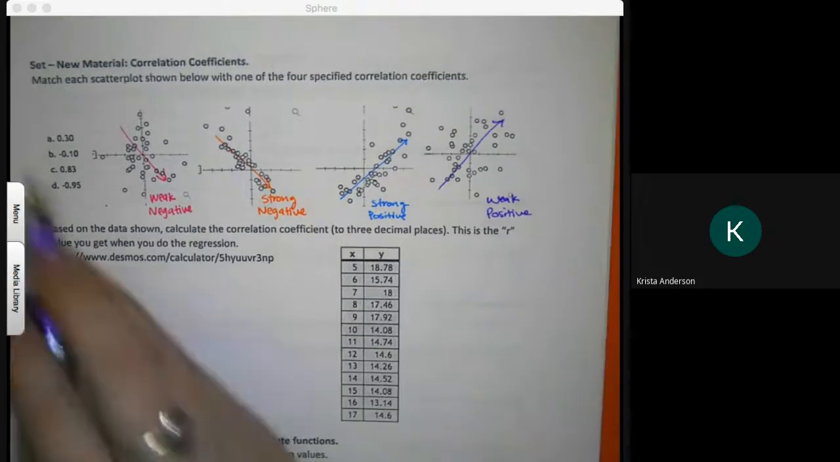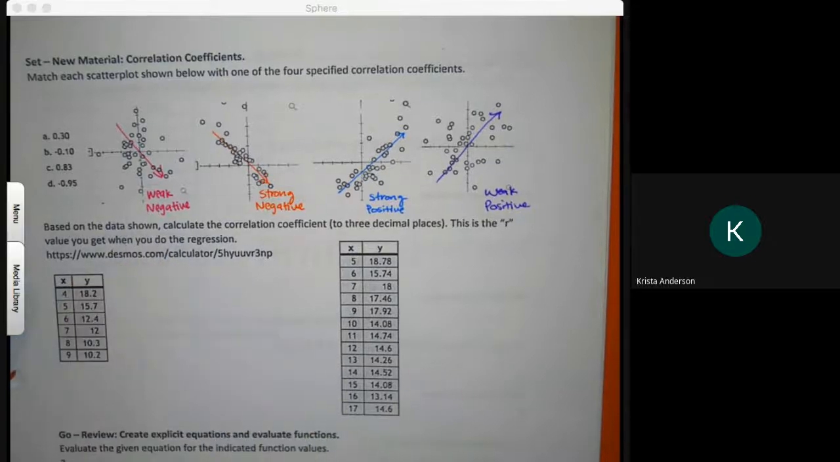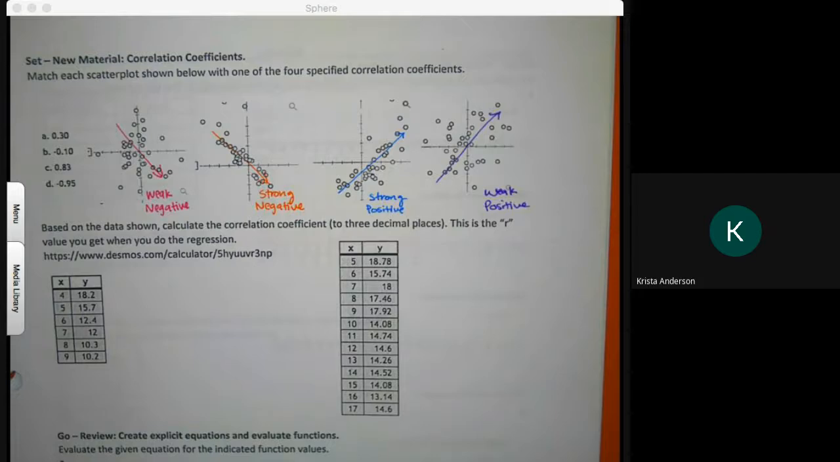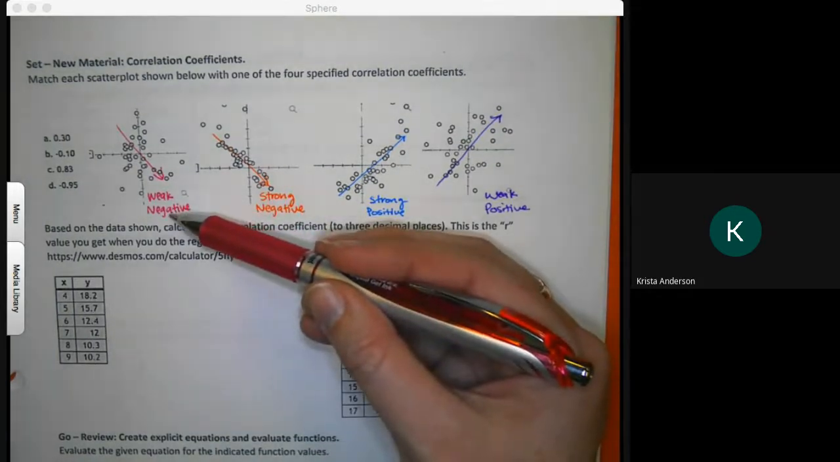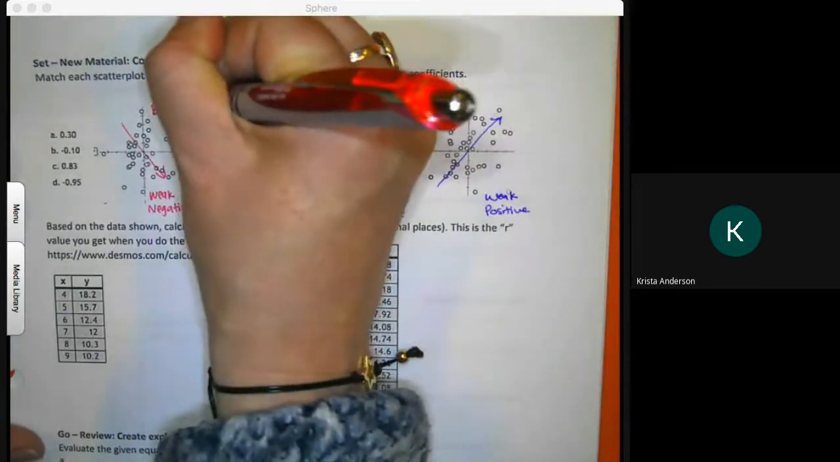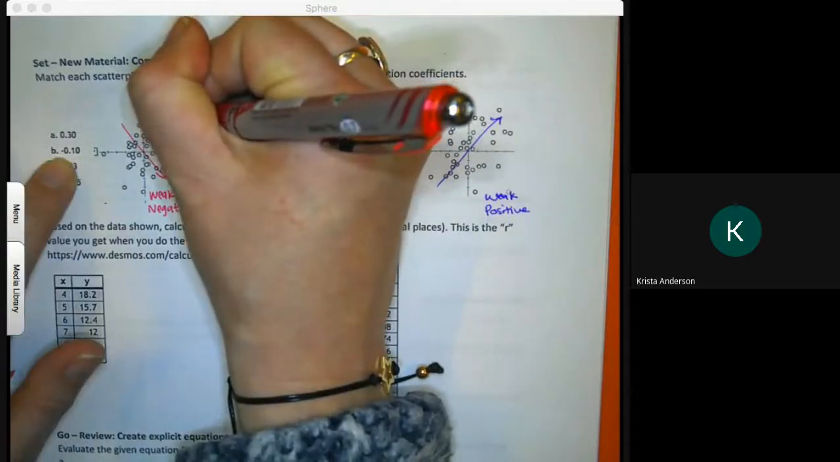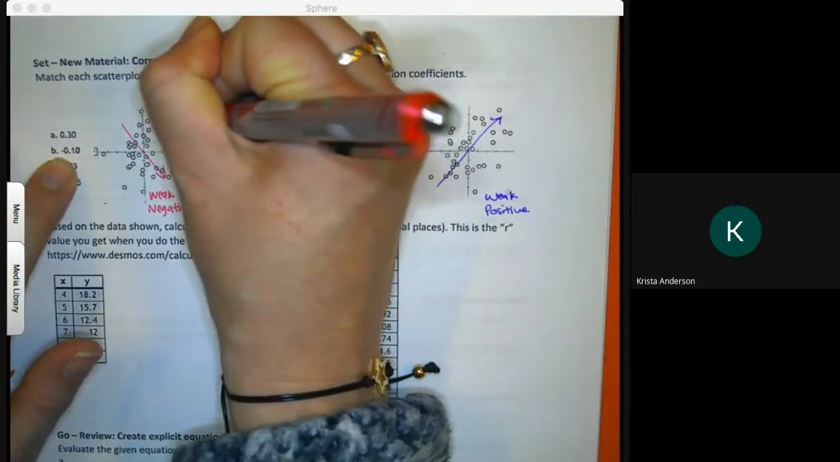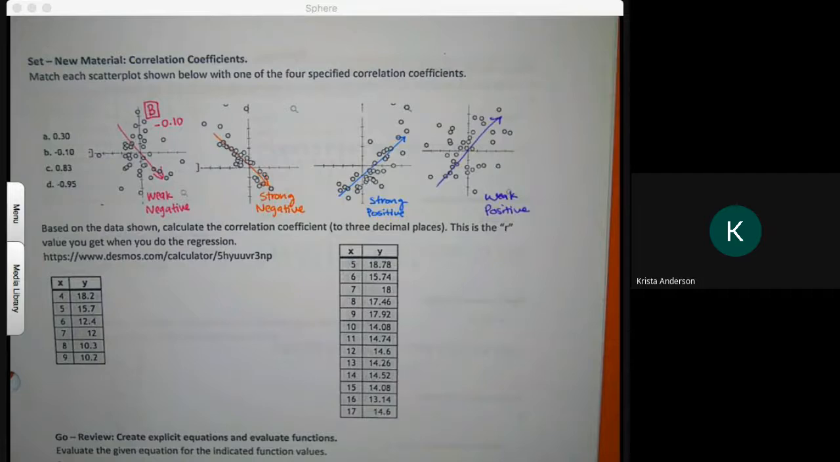Do you think A, B, C, or D will go with the pink one? Which correlation coefficient do you think would match with weak and negative? B. B is correct. Good job. It would be negative 0.1, because it's a small amount and it's negative.